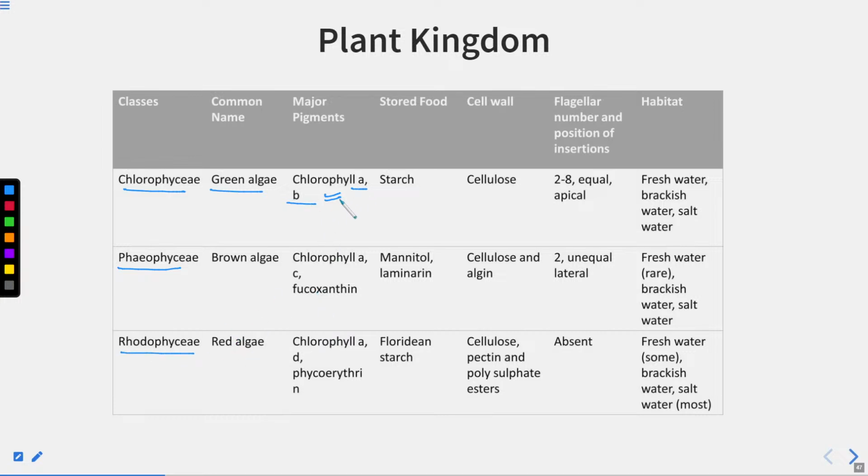So chlorophyll A and B is present in the green algae. Chlorophyll A and C, along with fucoxanthin, another brown pigment, is found in the brown algae. Chlorophyll A and D, along with phycoerythrin, is found in the red algae. Stored food material is starch. In the case of Phaeophyceae, mannitol and laminarin, and in the case of Rhodophyceae, Floridean starch.